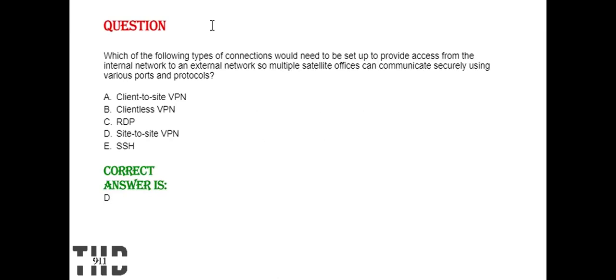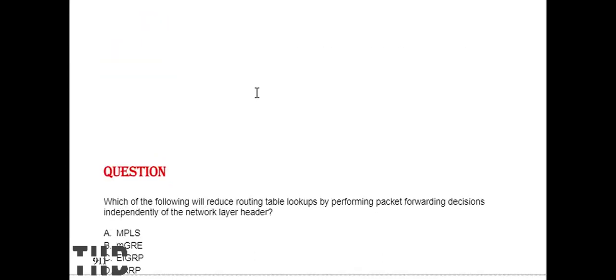Which of the following types of connections would need to be set up to provide access from the internal network to an external network, so multiple satellite offices can communicate securely using various ports and protocols? Option A, client-to-site VPN. Option B, clientless VPN. Option C, RDP. Option D, site-to-site VPN. And option E, SSH. The correct answer is option D.